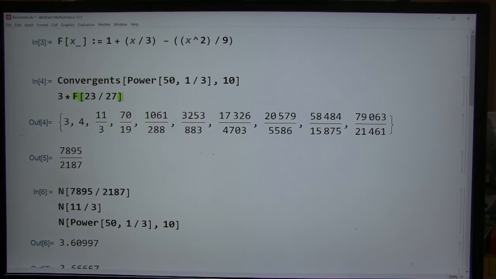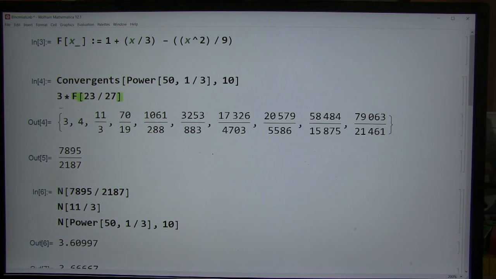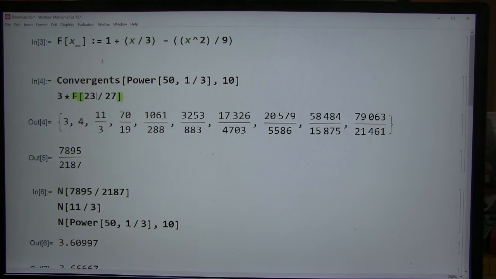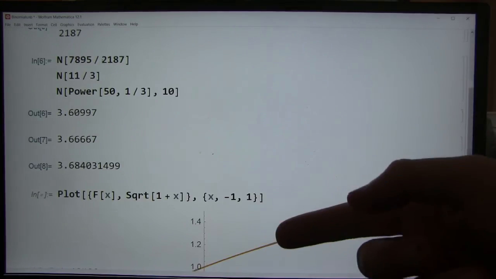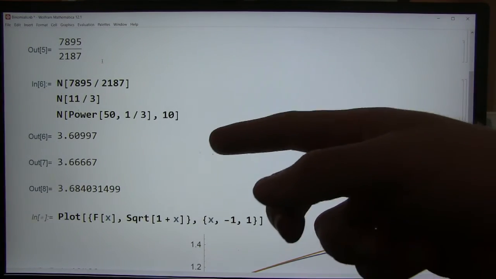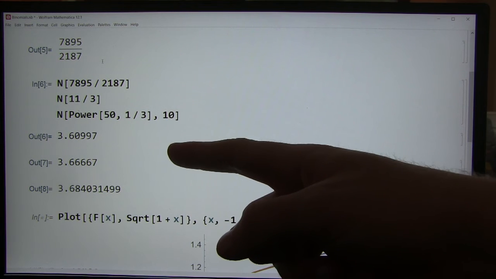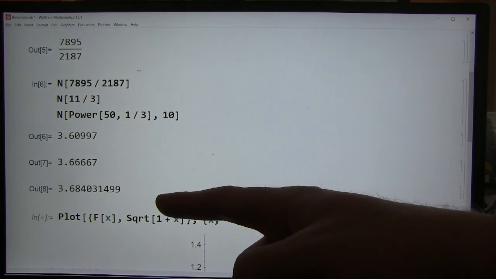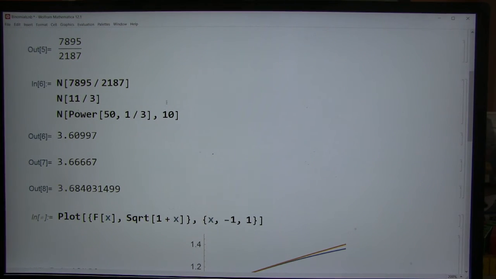Maybe it's just not a good approximation yet. Maybe it's not. Okay, well, scroll up all the way. Okay, so we got 3.60997. 11/3 was actually better. Yep. And so maybe you're right. Maybe it's just not yet a good approximation.